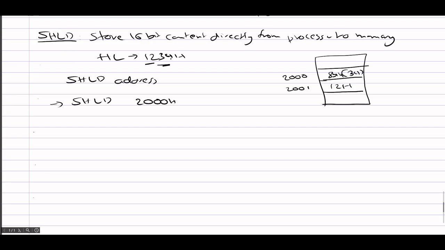We can directly store 16-bit content from the processor to memory without the use of the accumulator. We could have used the accumulator, but it only fits 8-bit data, so we cannot transfer 16-bit data using it. So SHLD is a special instruction which stores 16-bit content directly from the processor to memory.